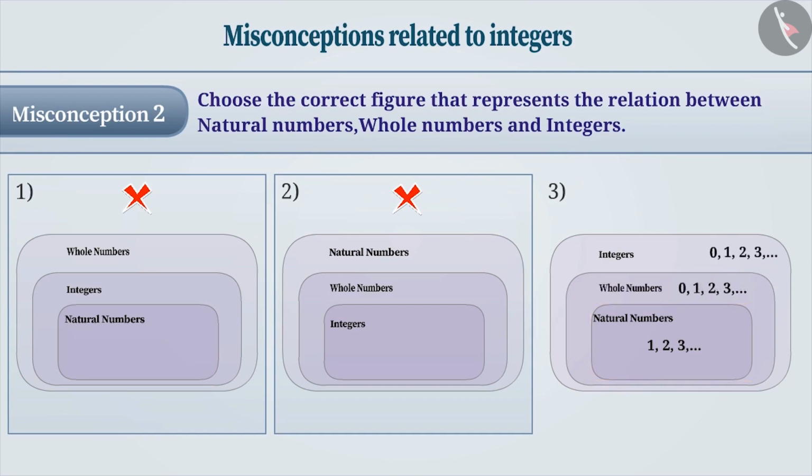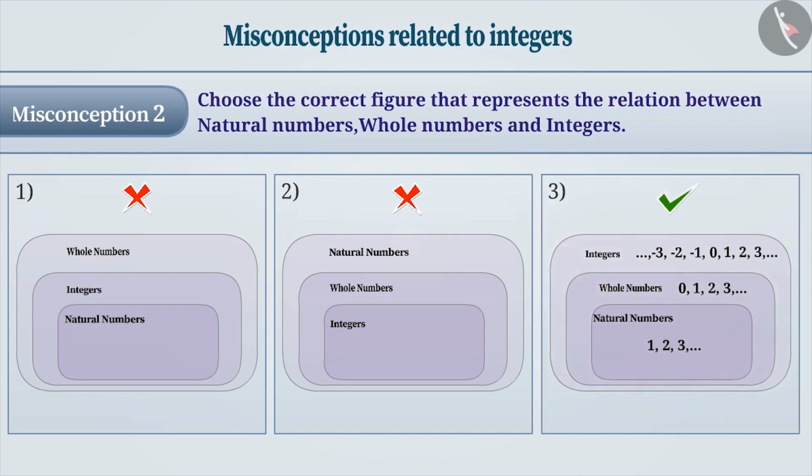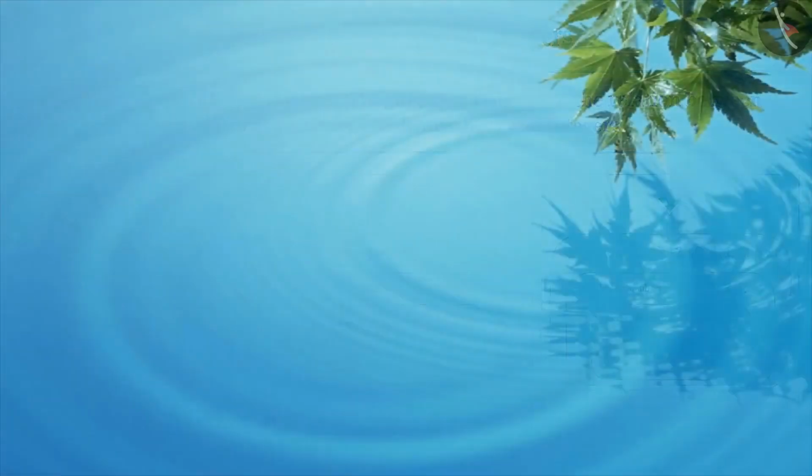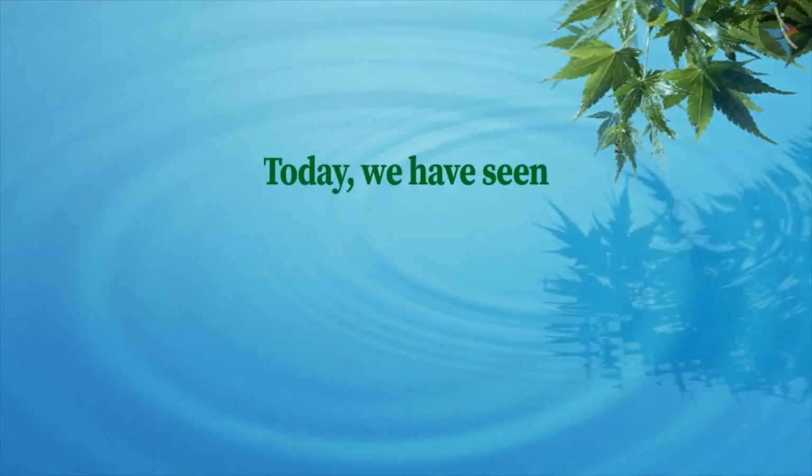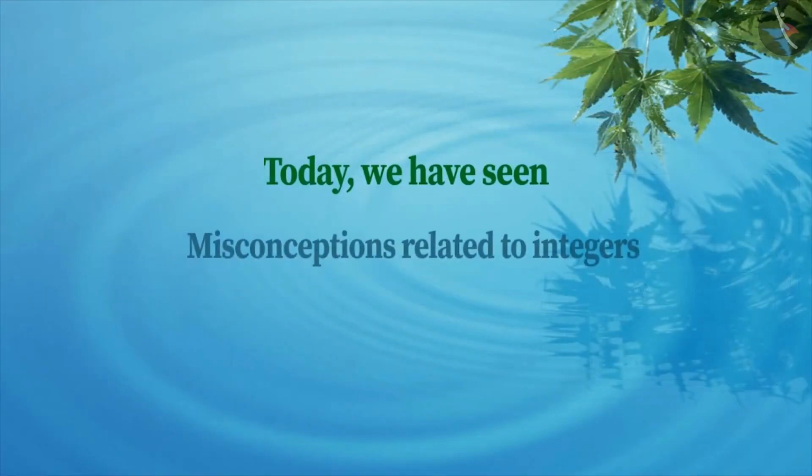Similarly, including negative numbers along with whole numbers gives a collection of integers. This means the collection of integers contains all whole numbers and all natural numbers. Therefore, option 3 is the correct answer. Today, we have seen some misconceptions related to integers.